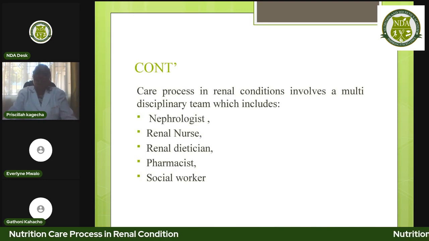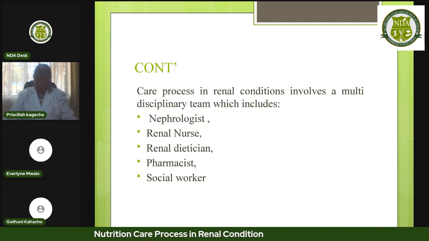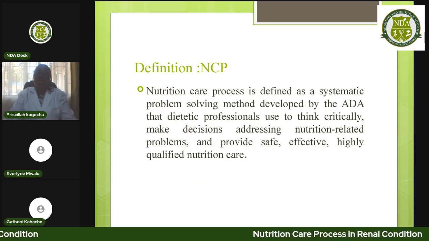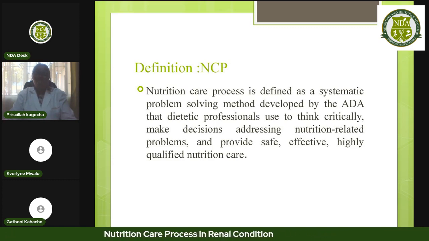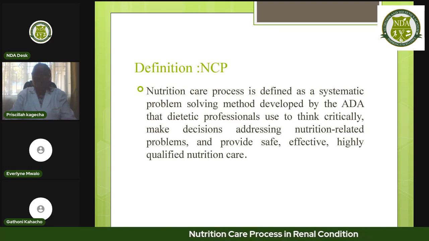So basically, what is a nutrition care plan or care process? The nutrition care process is defined as a systematic problem solving method that was developed by ADA, so that dietetic professionals think critically, make decisions addressing nutrition related problems, and provide safe, effective, highly qualified nutrition care.